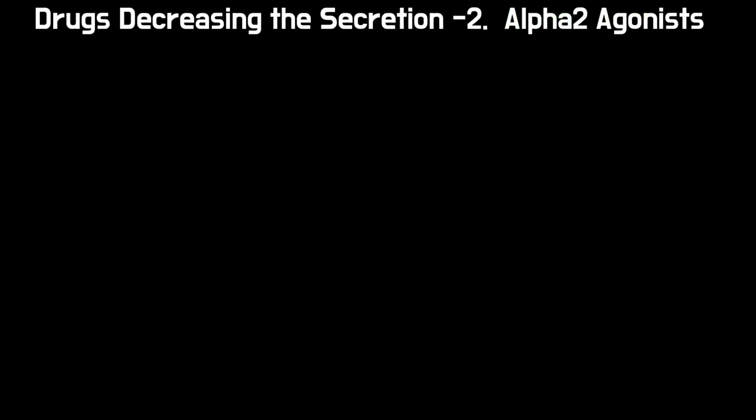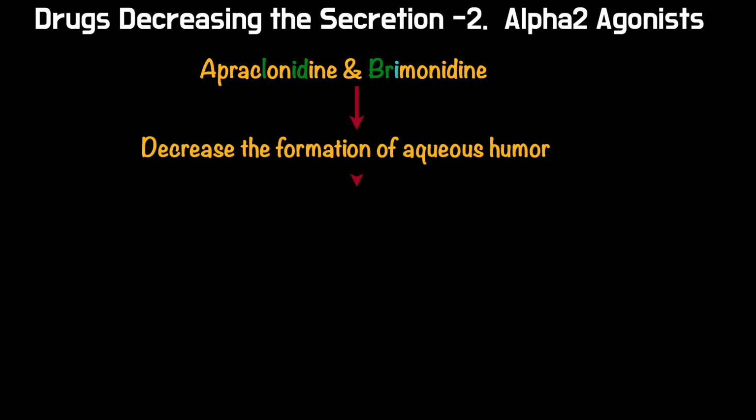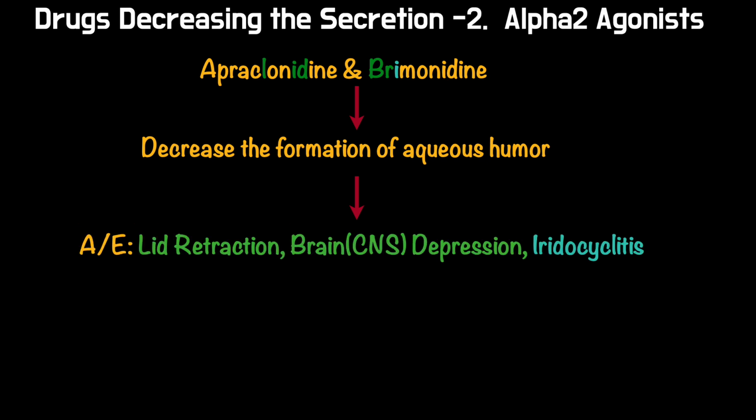The other one is alpha 2 agonist drugs. These are apraclonidine and brimonidine, to be very specific. The highlighted portion you can see in apraclonidine is LID, highlighted in green. Why is that? Because it causes a side effect of lid retraction. So LID is lid retraction. In brimonidine, you can see BR is starting from brain, so CNS depression, and I is iridocyclitis. You can remember it like that.